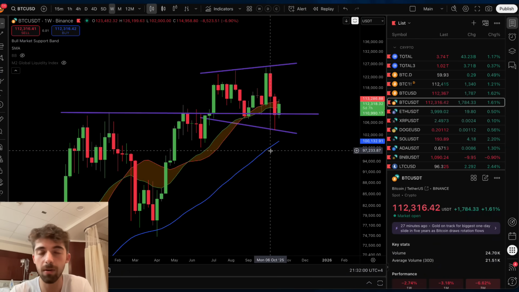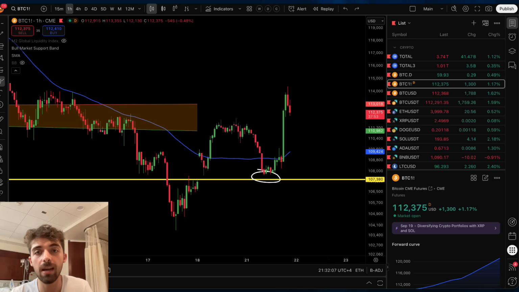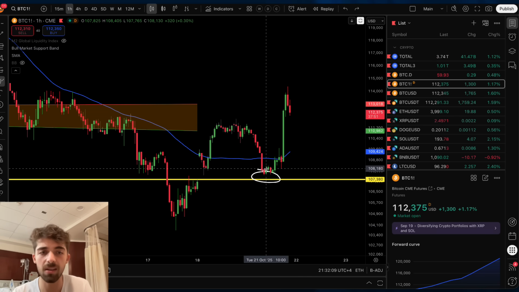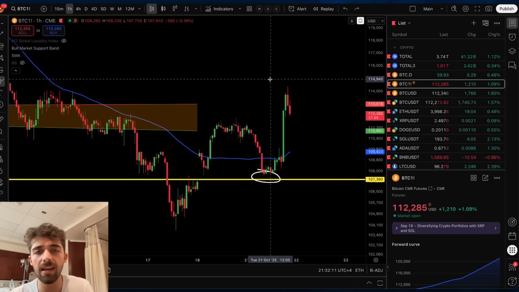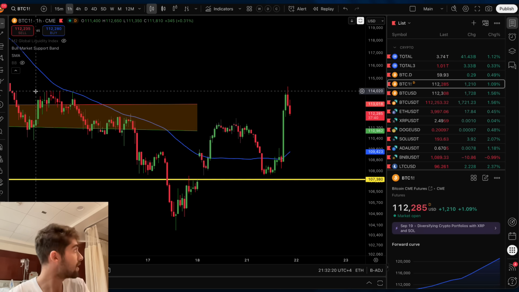If we do see the drop, I'm going to buy the dip. I still think the probability of the drop is very much there, right? I wouldn't be getting too euphoric because there is still a CME gap at 107,380, which I think is going to close. I think there's a very definitive chance, actually, in my perspective, that we are going to go ahead and close it.